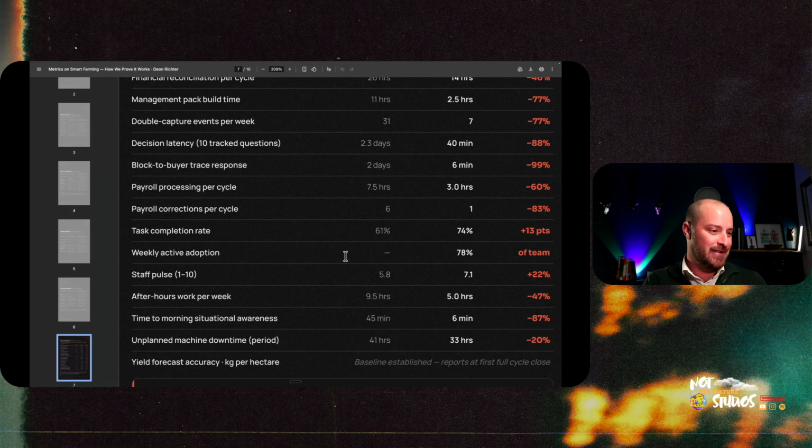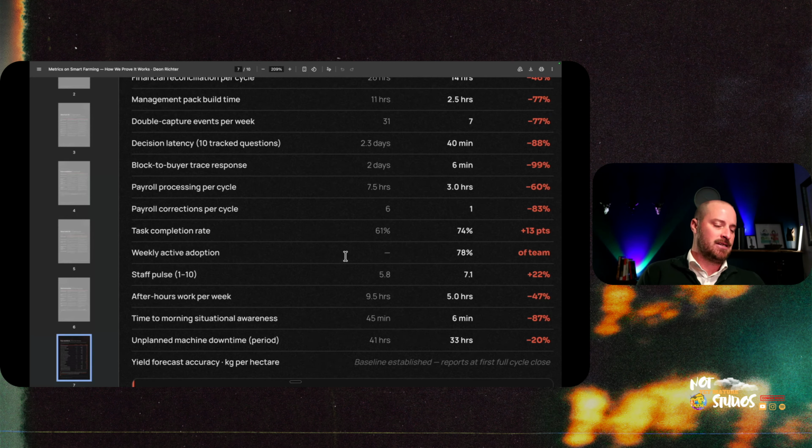What else was there? The after hours work per week, that's 9.5 hours per week of overtime across the board, on average. We brought that down to 5 hours. Just think about what your time and the cost of time is worth in your company. The time to morning situational awareness used to be 45 minutes. This is literally where a CEO, director, or manager is brought up to speed about what's happening for the day, because the system is now consolidating all data, all communications, triaging all emails and communications into one place. That now is 6 minutes, right?